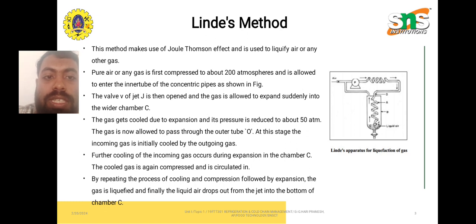The valve V of jet J is then opened and the gas is allowed to expand suddenly into the wide chamber C. The gas gets cooled due to expansion and its pressure is reduced to about 50 atm. It is then allowed to pass through the outer tube O. At this stage, the incoming gas is initially cooled by the outgoing gas. Further cooling of the incoming gas occurs during expansion in the chamber C. The cooled gas is again compressed and circulated. By repeating the process of cooling and compression followed by expansion, the gas is liquefied and finally the liquid air drops out from the jet into the bottom of the chamber C.